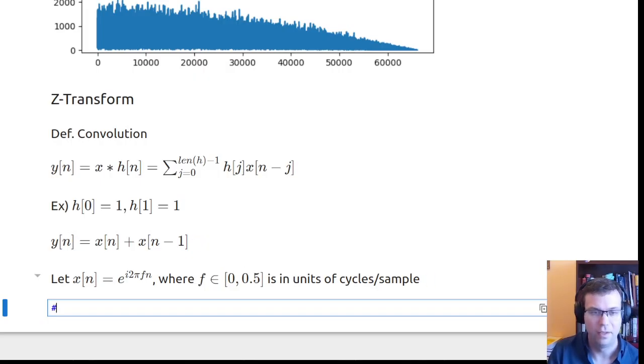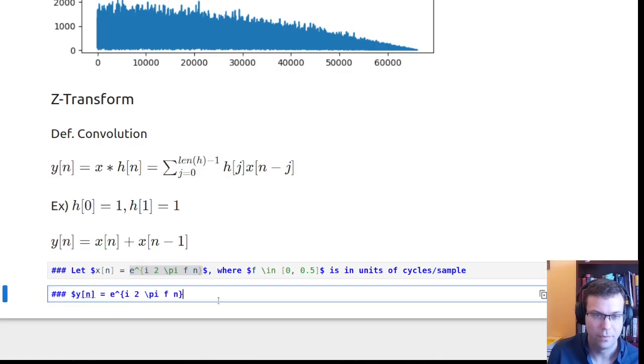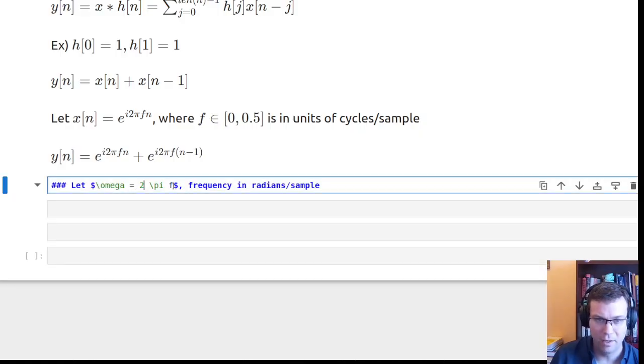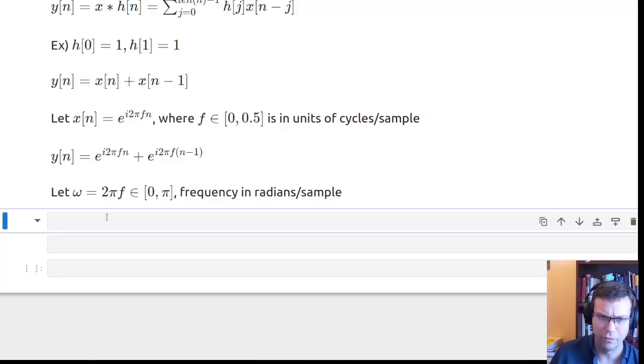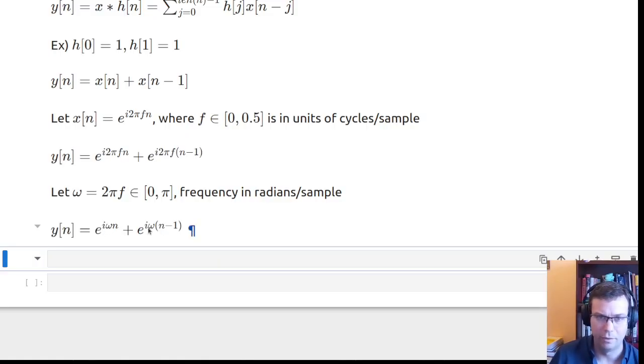So what I'm going to get then is that y of n is equal to, let me just copy and paste this here, e to the i 2 pi f n plus e to the i 2 pi f quantity n minus 1, right? Actually, this is going to get a little bit cumbersome. Let me switch the frequency units to be in radians per sample instead of cycles per sample. So I'm going to define some variable omega, which is just 2 pi times the frequency in cycles per sample. And so now omega is going to be in the range from 0 to pi. This is a common way that people define this as well. Okay, so then I use omega instead, and here's my equation, a little bit easier to write.